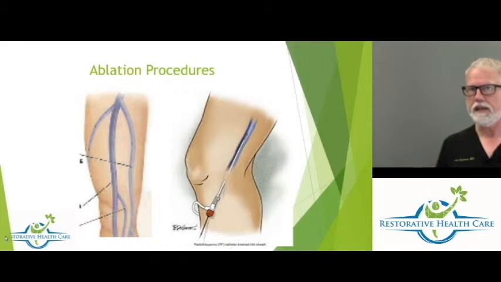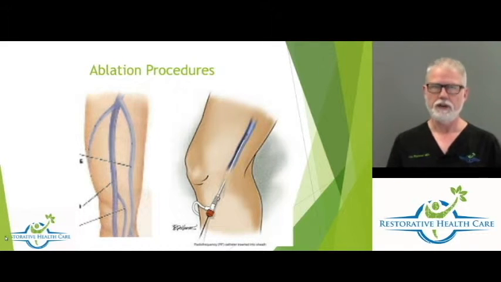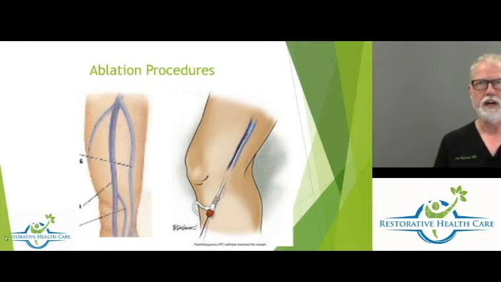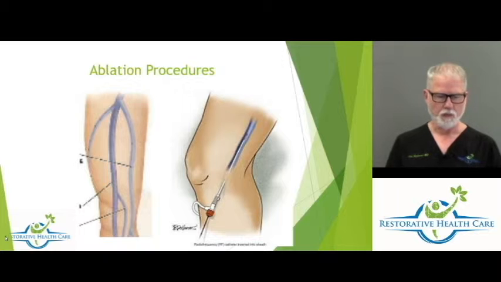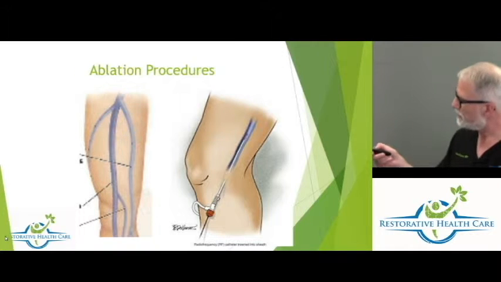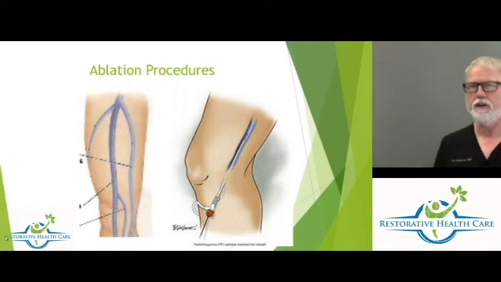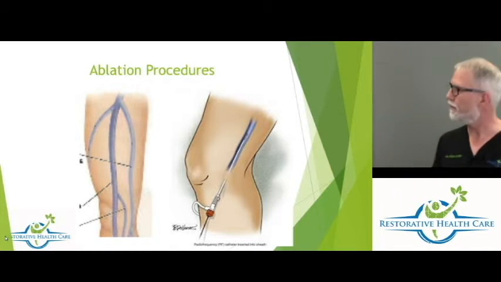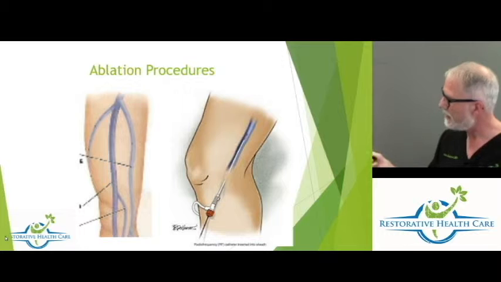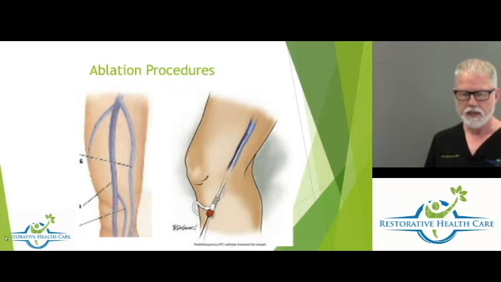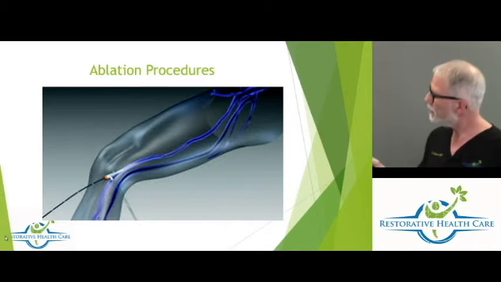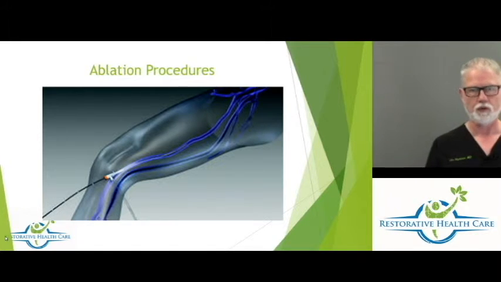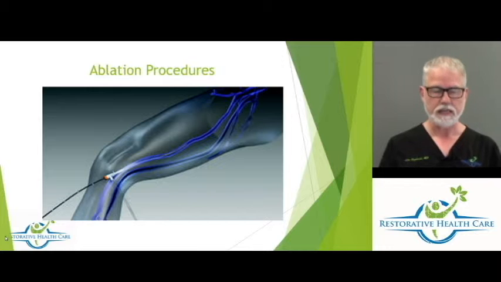All of the procedures, regardless of what technique we're using, are done in the same way. The procedure involves first putting an IV catheter into the vein. If we're treating the great saphenous vein in this drawing, for example, we would put an IV catheter in down by the knee, and then through that IV catheter, we thread the catheter that we're using for whatever procedure up to your groin, up to where those valves are leaking.